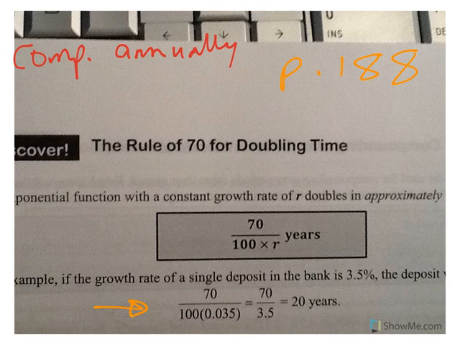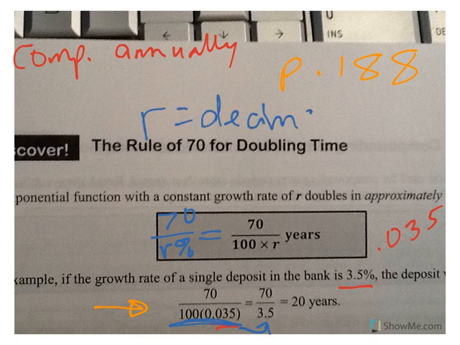Now this is the thing that gets me, okay? And I want to point it out to you just so that you're not confused. If you change 3.5 to a decimal, you get 0.035, just like they did here in this problem. But when you do order of operations, you've got to multiply in your denominator first, which leads you back to 3.5. So the rule for doubling is kind of the same as taking 70 divided by your rate as a percent. And that's the key, because usually when we see R, it is a decimal.